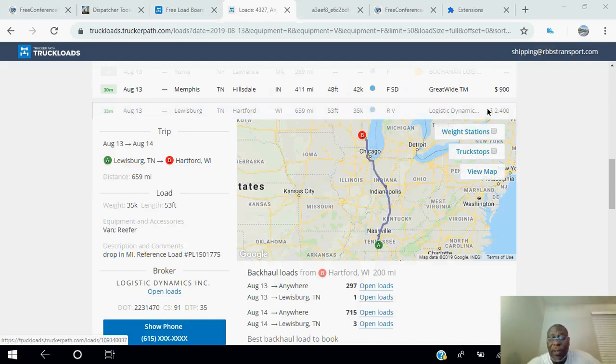A pretty good load for you. Miles. What's this? $2,400 bucks? That's a good load, y'all. Okay, just to let y'all know, that is a good load. All right, so you got your route and everything.